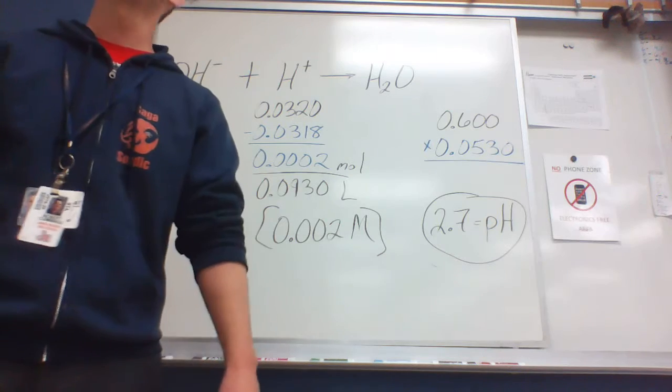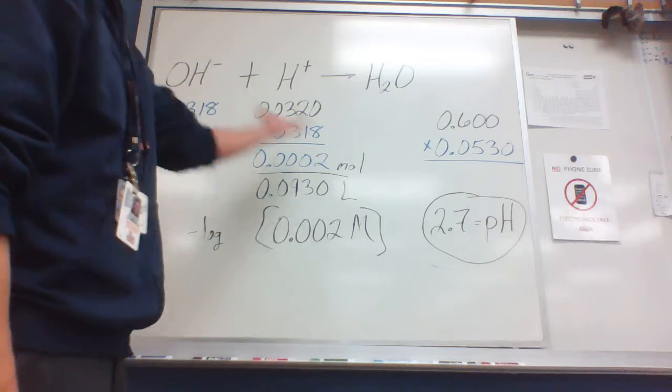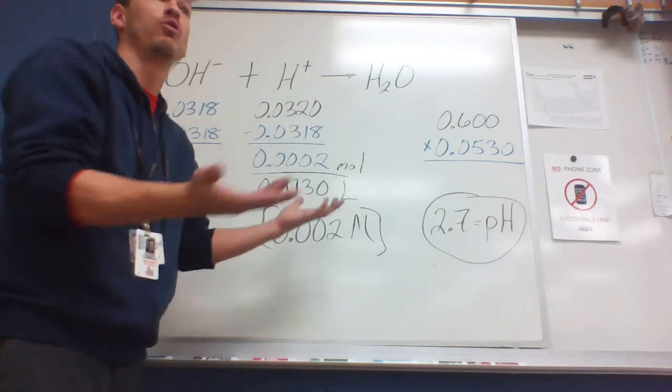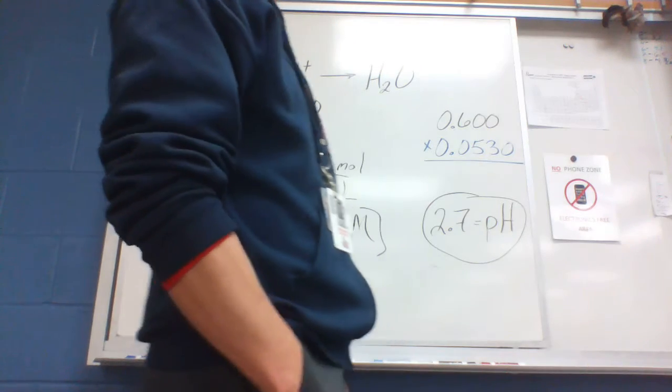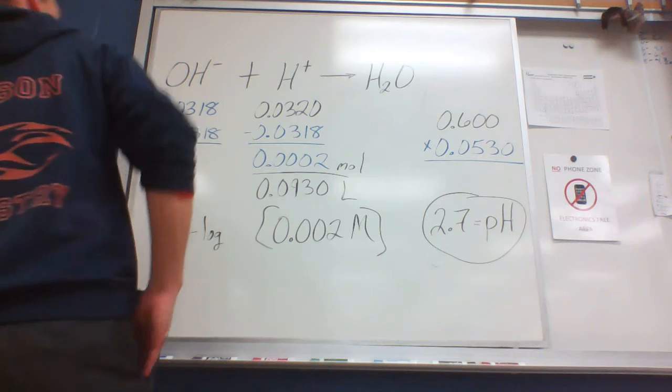Now, the questions are about to switch up a little bit, so you want to refocus your brain. Because I could change these numbers forever and just have you do this over and over again, right? So let's take a look at what else it might ask you for. Bullet 5. Calculate the volume of base needed to reach the equivalence point.